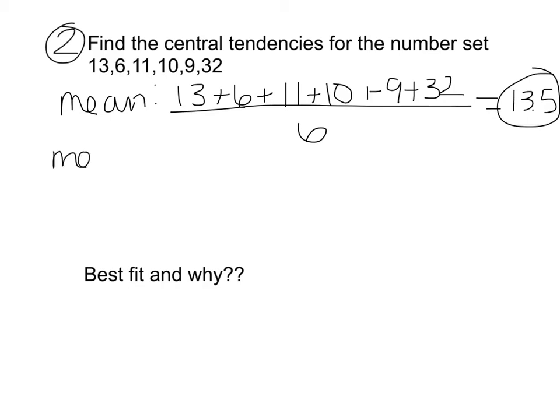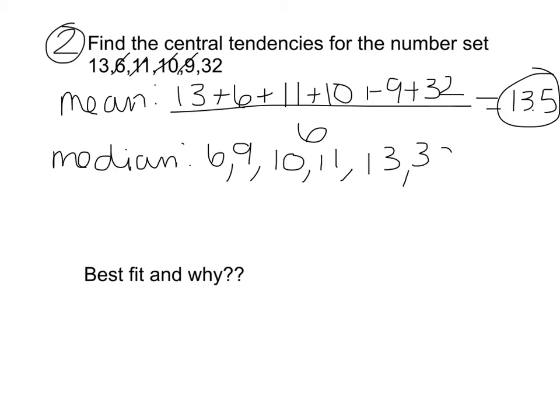Your median is the middle, so we need to order it first. It starts with 6, then 9, then 10, 11, 13, and 32. Notice how I cross them off as I use them so that I know I have every single data value. The middle here is actually going to be between 10 and 11 this time, because you can only have one median, and so the middle would actually be 10.5.